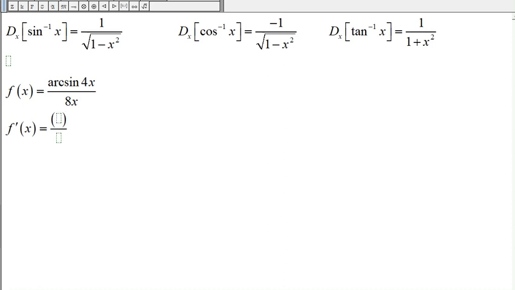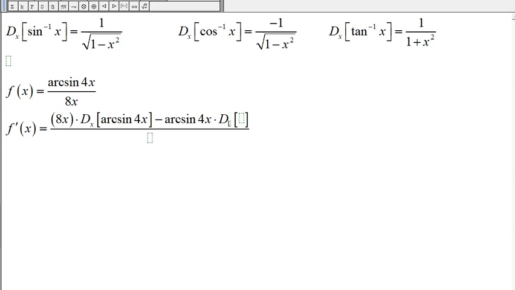And so it'd be the denominator 8x, and then times the derivative of sine inverse of 4x, or arc sine of 4x, and then minus arc sine of 4x, and then times the derivative of the 8x, and then dividing by 8x squared. And that's the quotient rule.